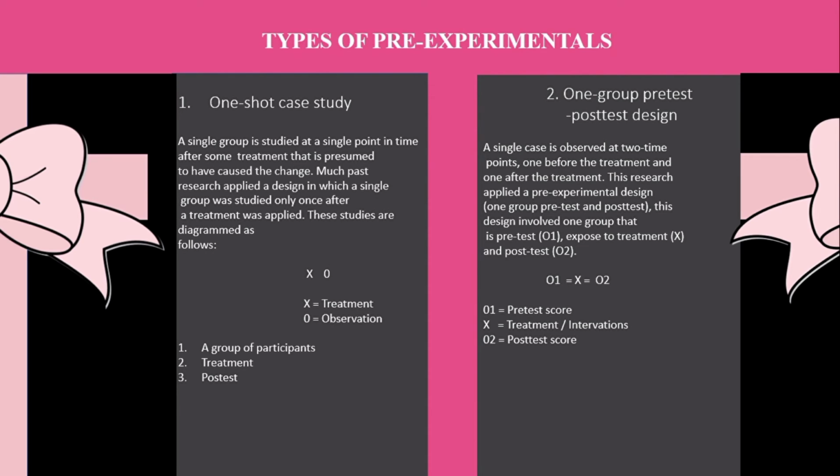The second is one group pretest, post-test design. A single case is observed at two time points, one before the treatment and one after the treatment. This research applies a pre-experimental design, or one group pretest and post-test. This design involves one group that is pretest O1, exposed to treatment X, and post-test O2.